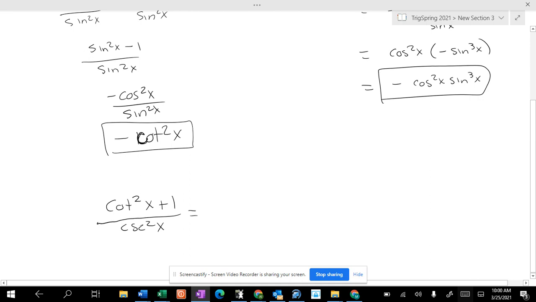What's cotangent squared of x plus 1 equal to? Cosecant squared of x, correct? Which simplifies to be 1. Okay, that was way too easy.